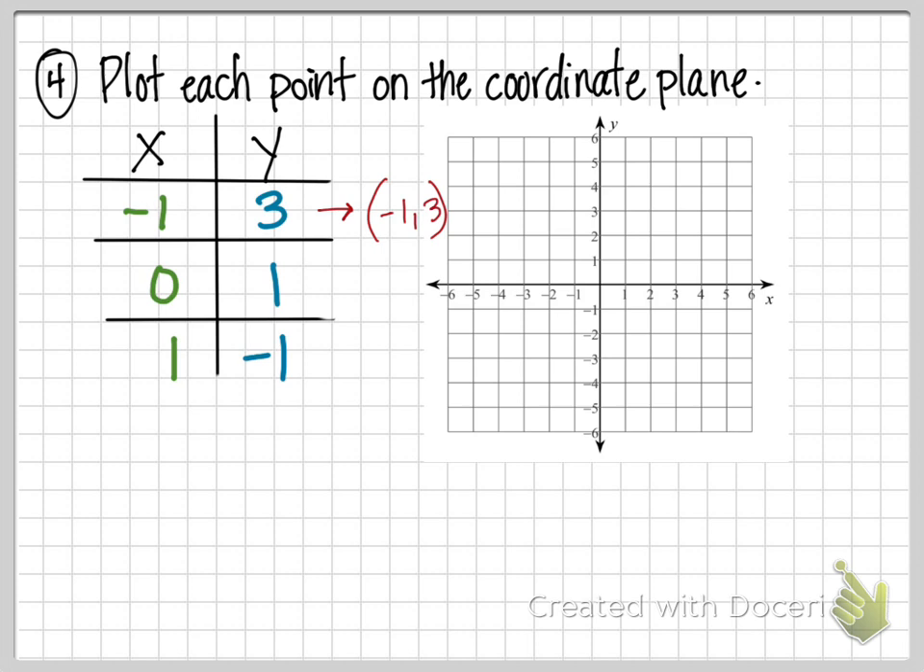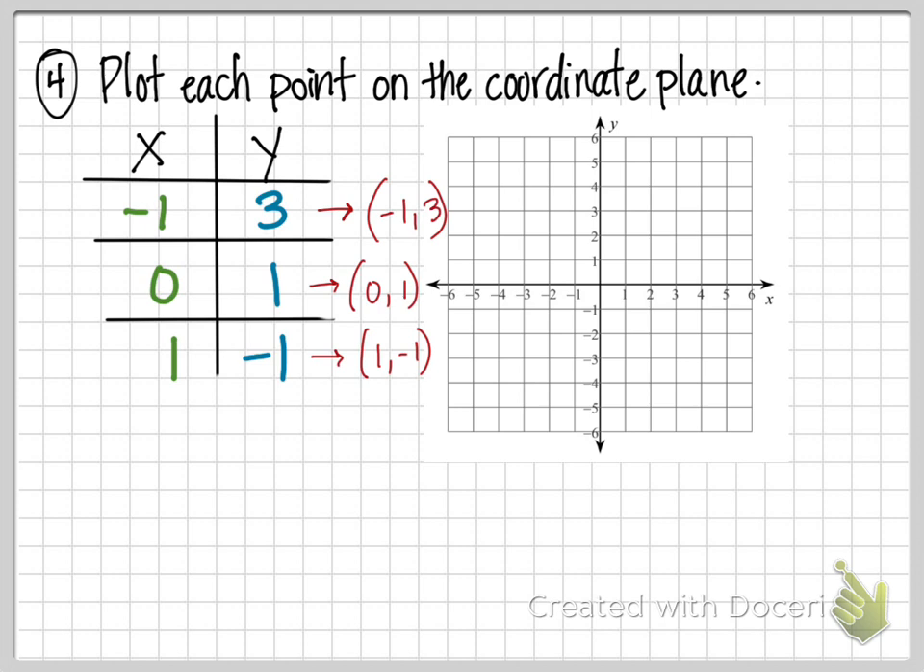So we make our function table, and then we take each of those values, the x and its corresponding y, and make them into ordered pairs, right? And so we write ordered pairs, x comma y in parentheses. Then we graph each of those ordered pairs on our coordinate plane. Remember that to get to the ordered pair's point on the coordinate plane, first we take our x value, and that tells us which way to move horizontally.